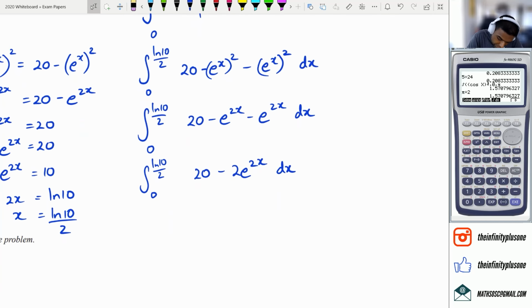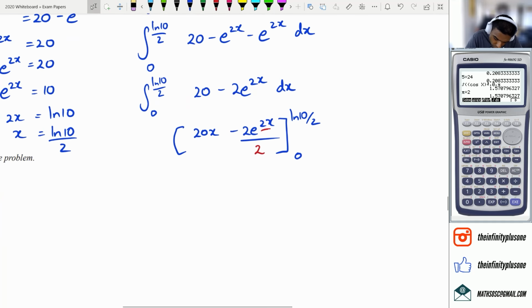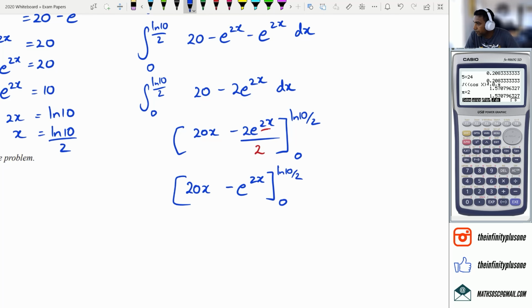Integrate this. When I integrate, I end up with 20x minus 2e^2x divided by the derivative of the power, which happens to be 2, between 0 and ln of 10 over 2. So what we end up with is 20x minus e to the power of 2x, all between 0 and ln of 10 over 2. All right, so far so good.